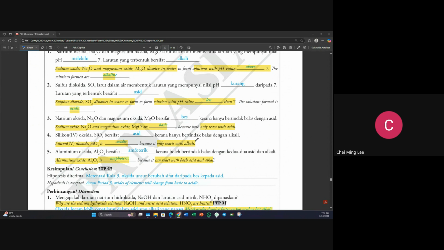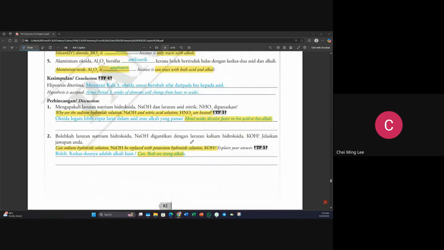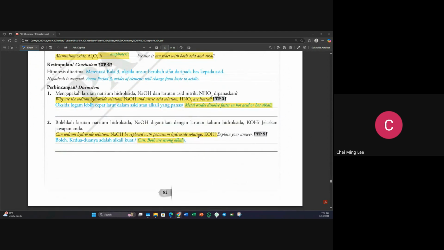Okay, next. So now let's see why the sodium hydroxide solution and nitrate solution are heated. Why we want to heat them so that they can dissolve faster in hot acid or hot alkali. Okay. So can sodium hydroxide solution be replaced with potassium hydroxide solution? Of course it can, because both of them are strong alkali.